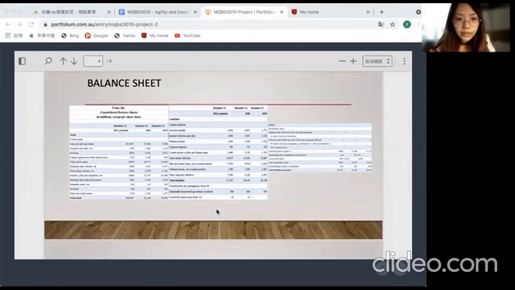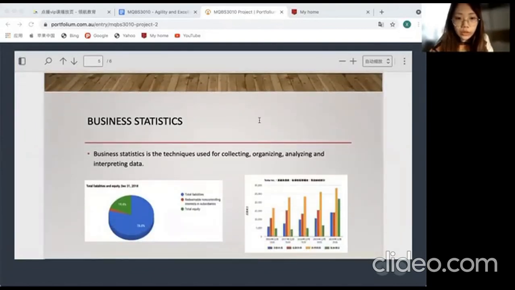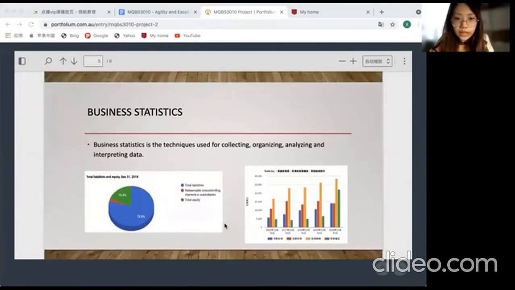Basically, implementing the project will build up reputation and motivate people to purchase at Tesla. Hence, it will increase the shareholders' equity of the company. In addition, I also record my business statistic knowledge. It is the techniques used for collecting, analyzing, and interpreting data.